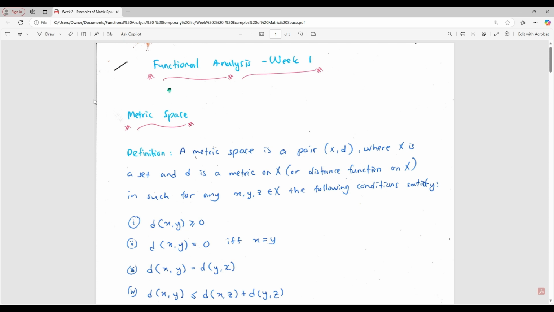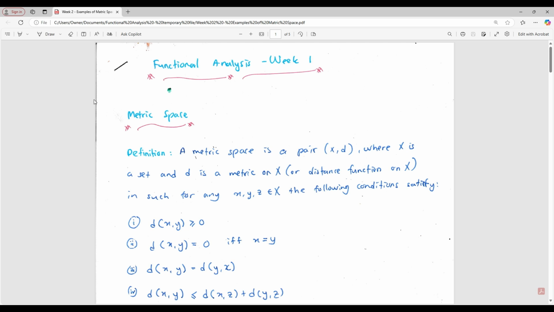So in this video, I'm going to start with the metric space, which is the first week of our study. Previously you have looked at some of the inequalities, the Minkowski inequality and also the Schwarz inequality. Those inequalities we need to use in order to prove that a certain space is actually a metric space. This is what we are going to cover in our syllabus. So let us look at the definition of a metric space.